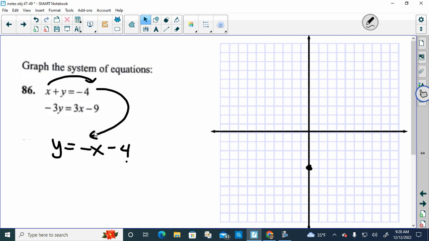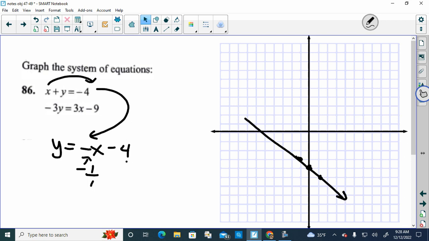Okay, then from there, here is my rise over run. So it's a negative 1 over 1 or 1 over negative 1. Okay, so I would, from my negative 4, go down 1 and then over 1, or I could have gone up 1 and to the left 1. Okay, and then we would connect them.